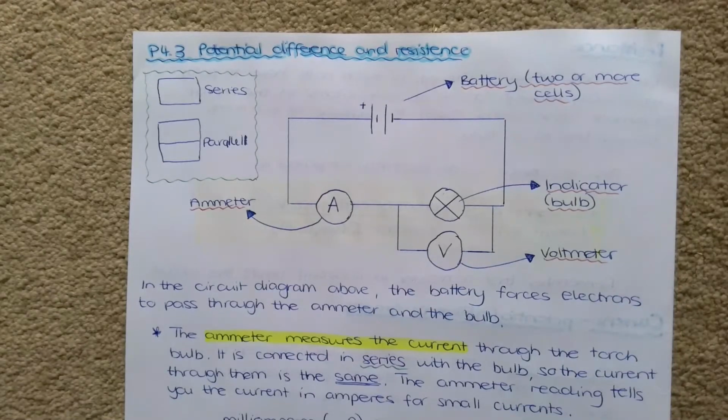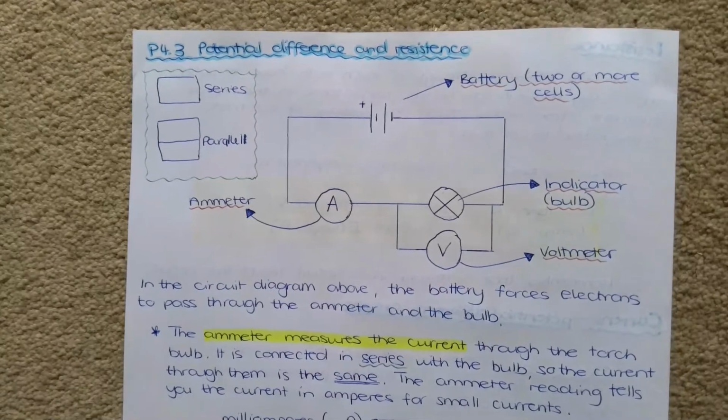P4.3 Potential Difference and Resistance. Before I start, I just want to remind you of the definition of what potential difference actually is. Potential difference is a measure of work done or energy transferred to a lamp by each coulomb of charge that passes through it. The unit of potential difference is volts.